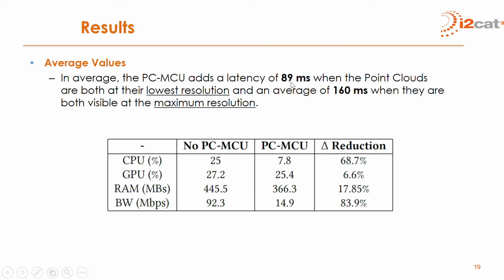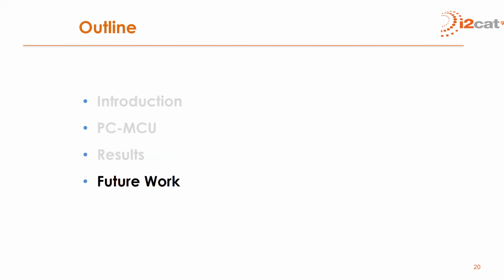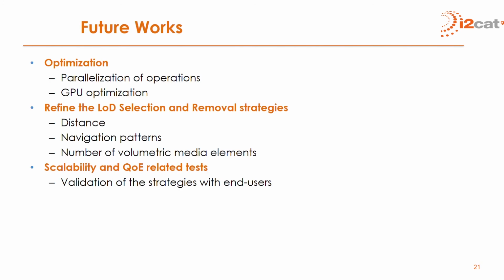And we have evaluated that when both point clouds are at the lowest resolution, the average is 89 milliseconds. When they are at maximum resolution, the average is 160 milliseconds. So in the future work, one of the things that we are going to address is exactly this issue. So we're going to perform parallelization of operations and GPU optimization.